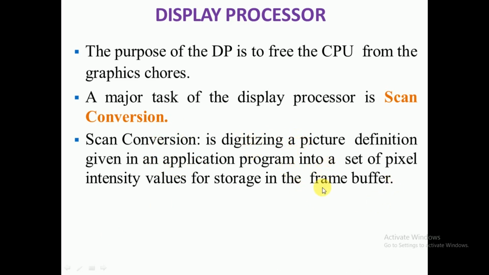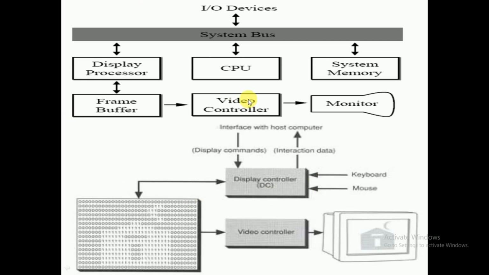Then the video controller will come into the picture. The video controller will take the frame buffer content, then display it on the monitor. What does the display processor do? It takes your input as raw input, then converts it into digital format, then writes it into the frame buffer. Then how does that work? Again, the system: if you see the system, I/O devices here, display processor.